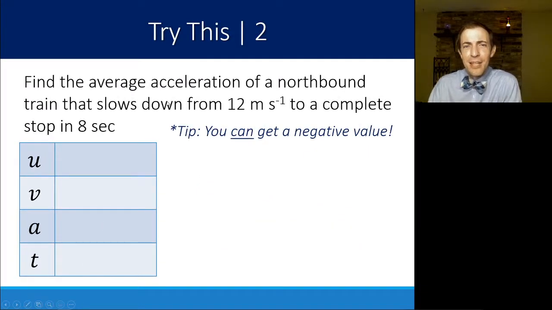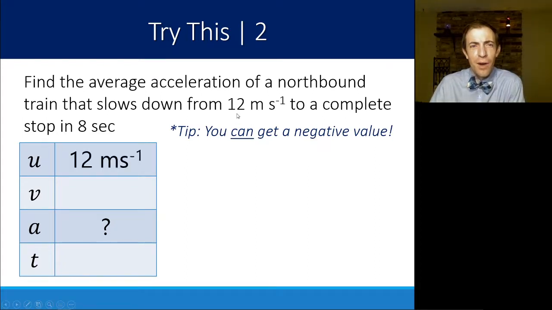Find the average acceleration of a northbound train that slows down from 12 meters per second to a complete stop in 8 seconds. Again, we are looking for the average acceleration, so I'm going to put a question mark next to a, because that's what we are looking for. Next, plug in what we know. We know that it slows down from 12 meters per second to a complete stop in 8 seconds.